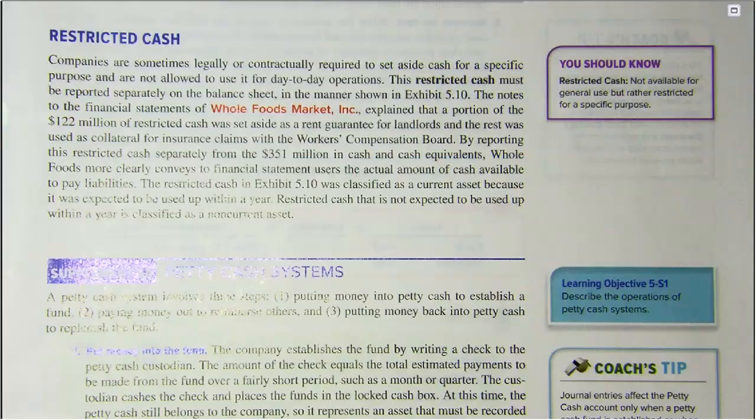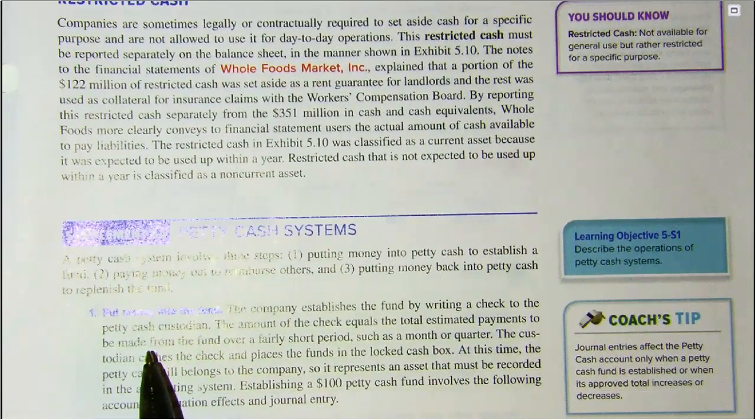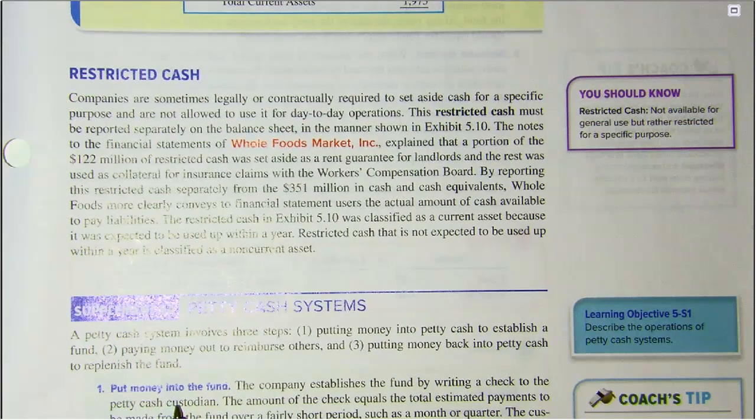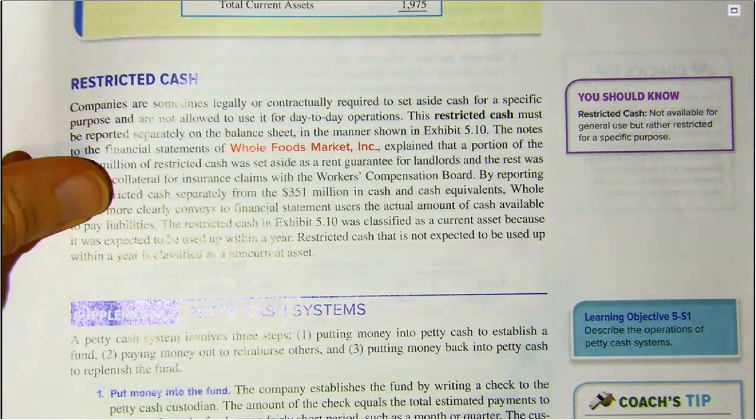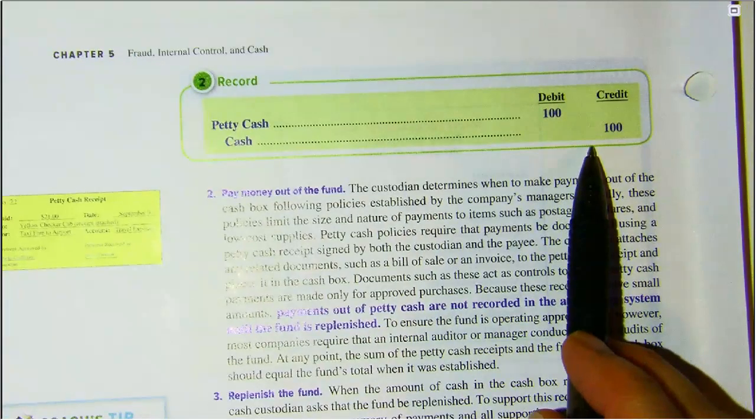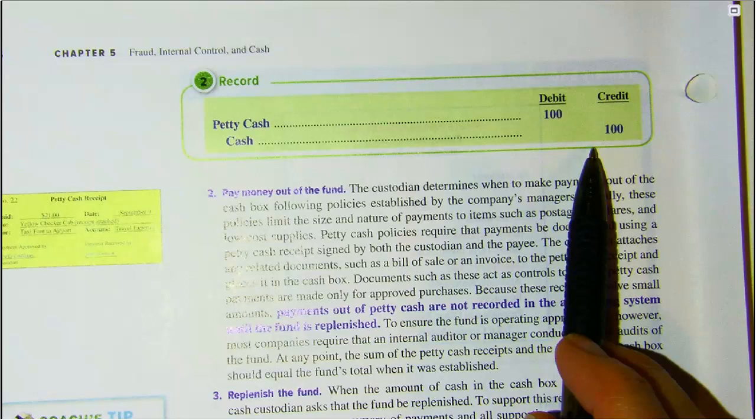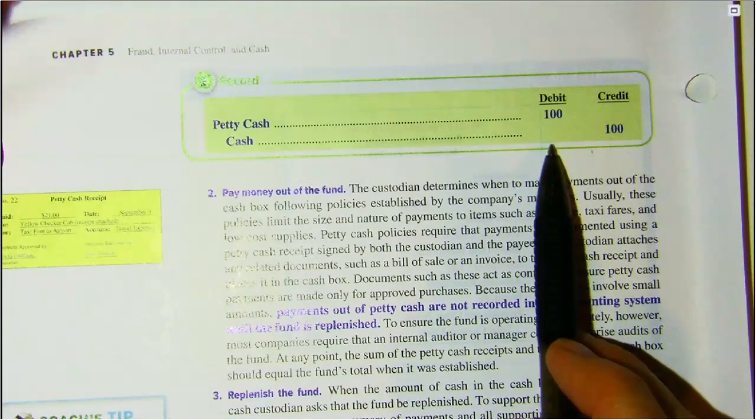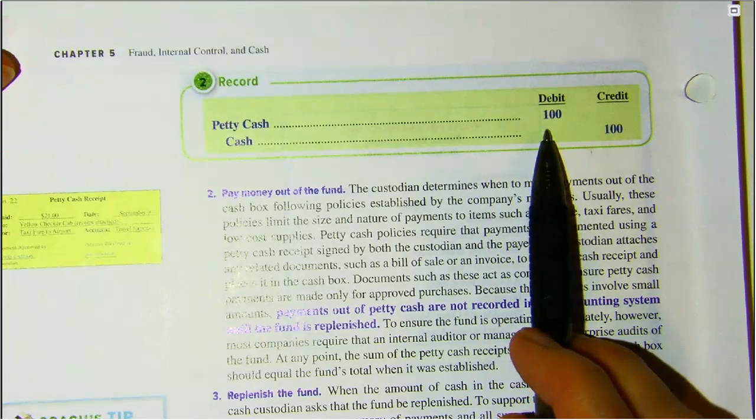Let's take a look at that. First of all, we put money into a fund. We estimate how much money we think we might need to pay out over the period of the next month, for example. And then we establish who is going to be the person to run the fund. We then write a check to cash for the amount that we're going to keep in the fund, and we cash it at the bank, and we bring the cash back and put it in a locked drawer or a locked box. $100 in this case is the amount of petty cash we're going to keep on hand.